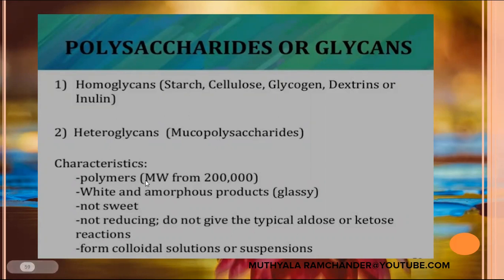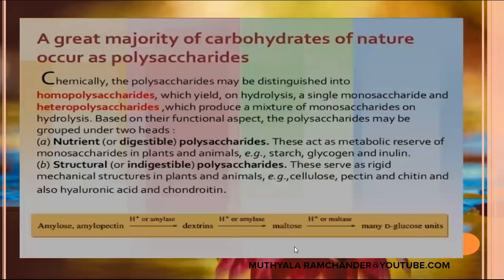mucopolysaccharides. These polymers have molecular weight from 2 lakhs and are white, amorphous, glassy products. Amorphous means they do not have any structure. They are white in color, not sweet in taste, not reducing, do not give the typical aldose or ketose reactions, and form colloidal solution or suspension. A great majority of the carbohydrates of nature occur as polysaccharides.